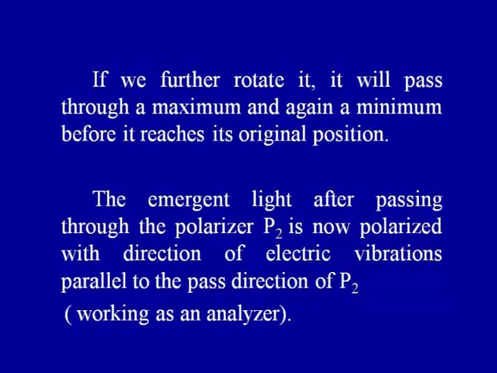If we further rotate, it will pass through a maximum and again a minimum before it reaches its original position. The emergent light, after passing through the polarizer P2, is now polarized with the direction of electric vibrations parallel to the path direction of P2, working here as an analyzer.